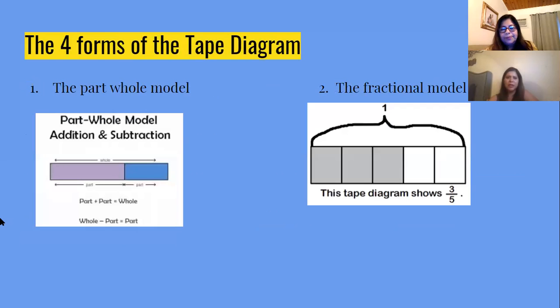The four types of tape diagrams. First, we have the part to whole model. As you can see, it's a whole, and then it's broken down into two parts. And then you have the second one, the fraction model. You have the whole, and it's broken down into 5 different pieces, but only 3 of them are colored. So this is where students can show you how to work with fractions.